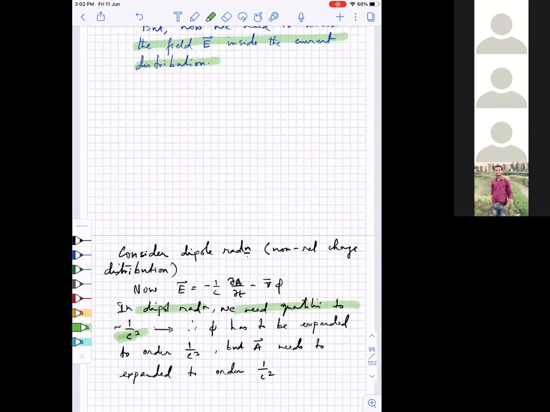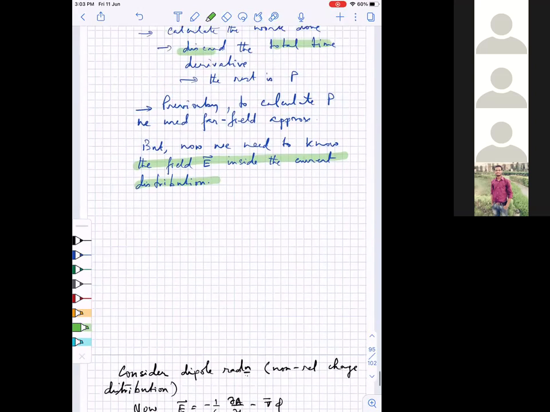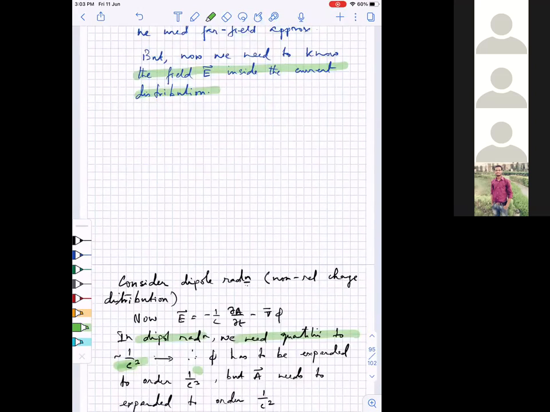So phi has to be calculated to 1 by c cubed. The phi doesn't have a c itself, but the A needs to be expanded to 1 by c squared. Then E is 1 by c cubed. If I expand phi to the 1 by c cubed term and A to the 1 by c squared term, then due to this 1 by c which is there with the del A del t, I get everything to 1 by c cubed.